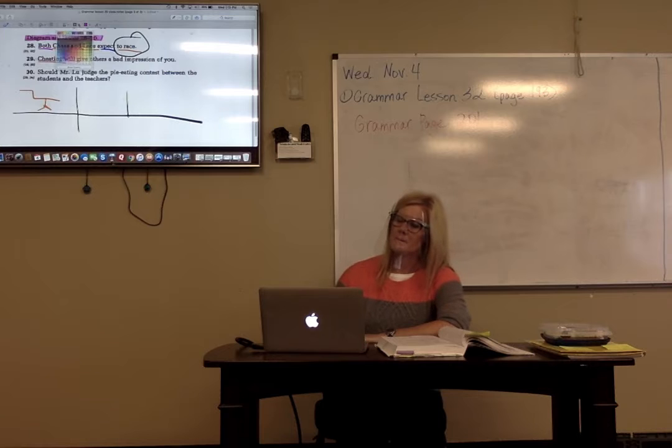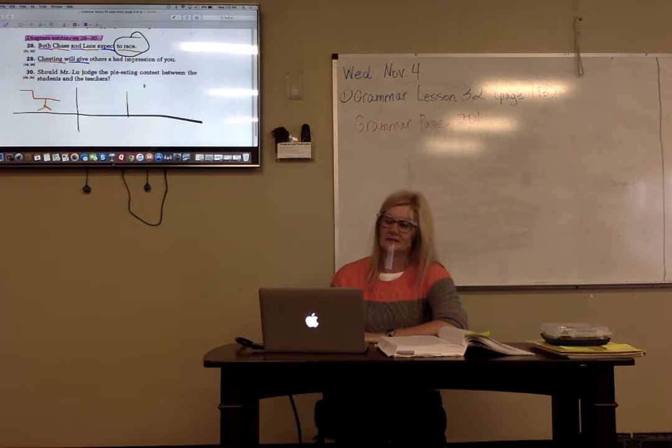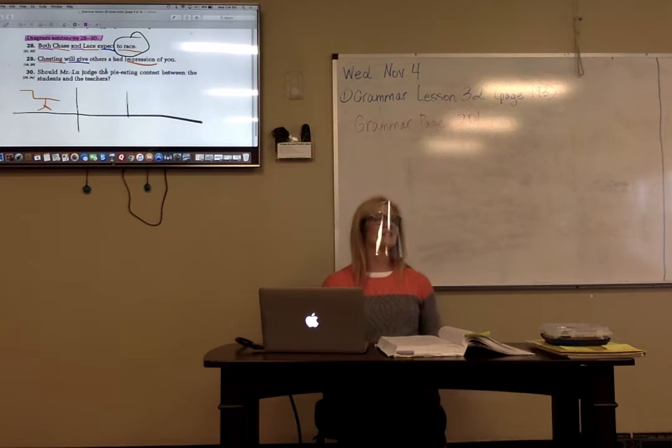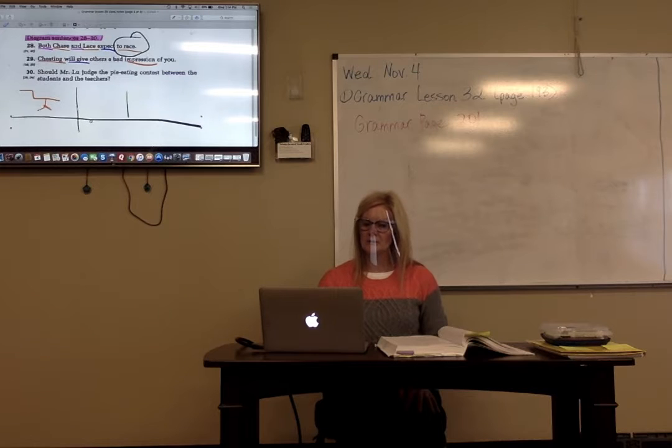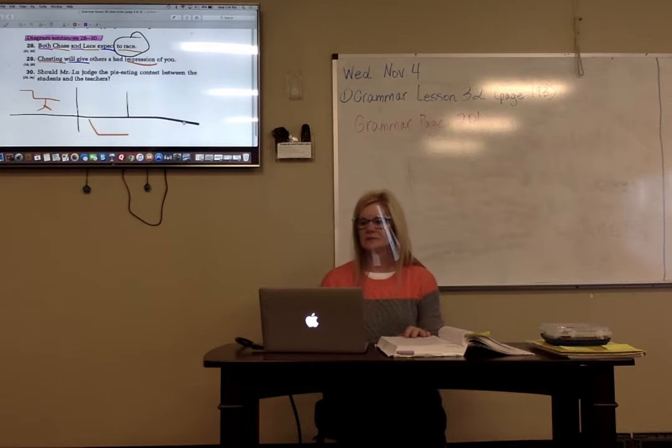What's my verb? Will give. There it is. Will give what? What's the direct object? Impression. Yes. It is not others. It's not going to give others. What is others, you guys? Everybody, what's others? That's an indirect object, right? So it will go underneath that verb. Impression is here.